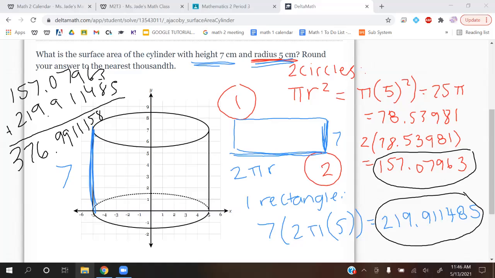That is 3 decimal places. So I'm looking to cut it off after that first one. And since the following number is a 1, it's a small number, we're going to keep the 1 as a 1. So it's 376.991 is our final rounded answer.